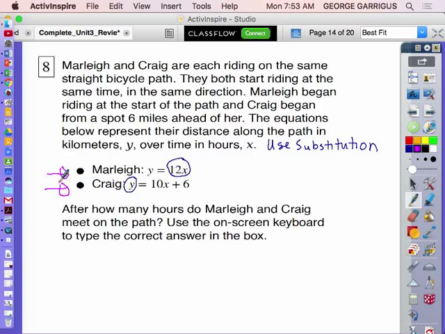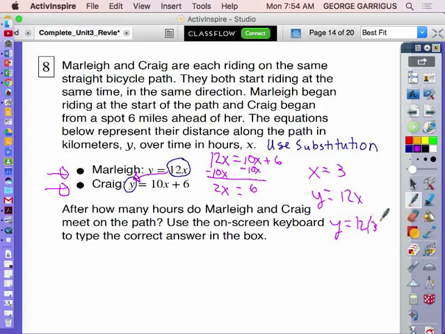They're both isolated for y, so substitution would be really easy. Substitute the 12x into Craig's equation, and you get 12x equals 10x plus 6. Subtract 10x, and you get 2x equals 6. So x equals 3. We know that y equals 12x, so y equals 12 times 3, which is 36. So the solution was 3, 36.